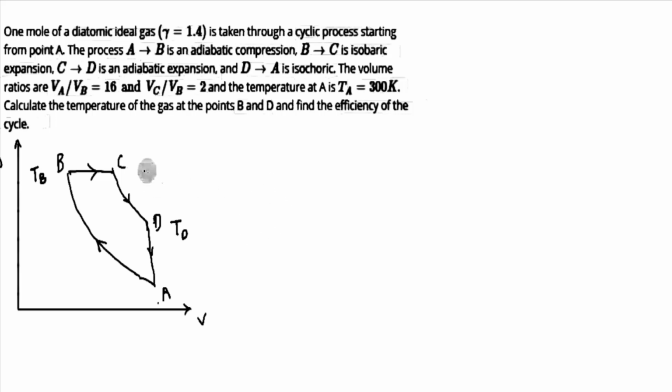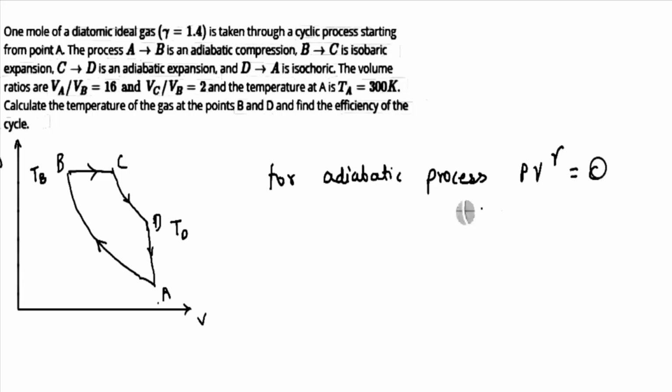Alright, so since A to B is an adiabatic process, for adiabatic the process equation is PV raised to gamma equals constant, and we can write, instead of P, nRT by V.